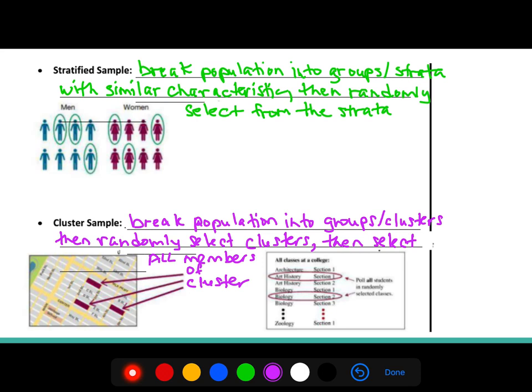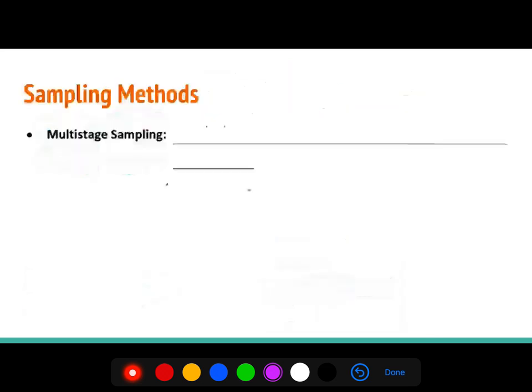You could do that with classes. I could tell Mr. Rohn that I want to randomly select some classes. So I'm going to choose maybe my first period and Miss Valdez's third period and Miss Falls' fifth period. So I randomly chose some clusters, and then all of those students in that first, third, and fifth period that I just said are going to be the ones that I choose for the survey or experiment.